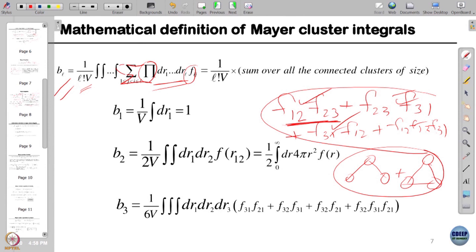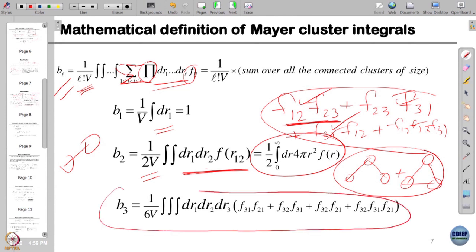So for one single particle, there is 1 over L factorial V and there is nothing inside, the integral of dr1 gives V, so I get 1. For 2 particles it is a ring, I can do that, and I say 1 over 2V, integral dr1 dr2 f(r12). Now I can change my coordinate system, I can go to particle 1 as the origin, and then the integral over r12, dr1 is not involved, I can integrate it out and that gives a V that cancels this V, so I get the quantity exactly as I wrote down.